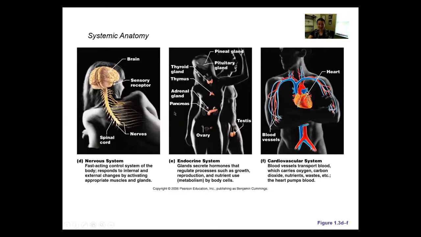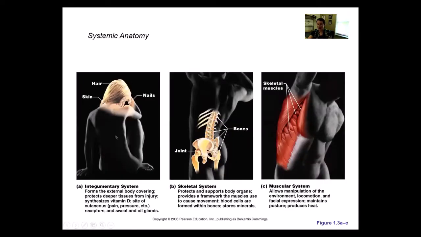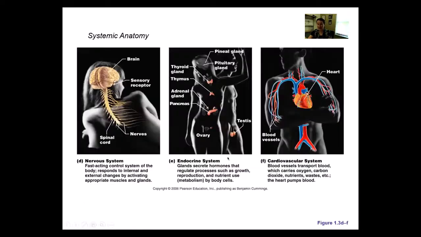Okay, so again, in A&P1, we are covering these systems in detail. And here is the cutoff, right? So the endocrine system and beyond, all of those are A&P2 organ systems. Okay, so I'm going to introduce you briefly to the rest of the organ systems.